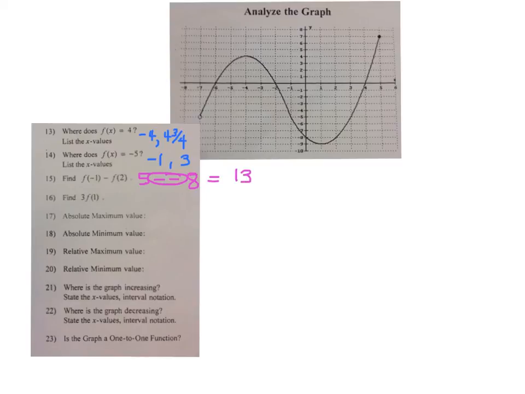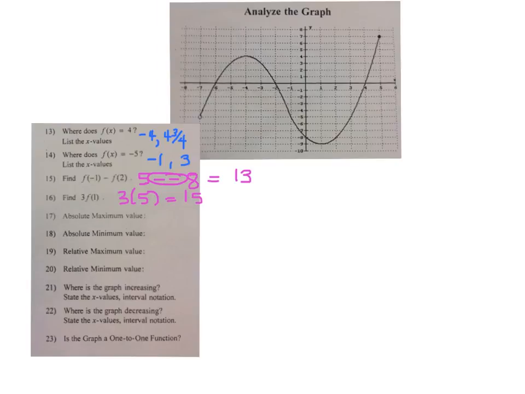Find 3 times f of -1. Going to -1, I hit the graph at 5. So I'm going to do 3 times 5, which would be 15. I'm going to run through the next problems just really quickly.